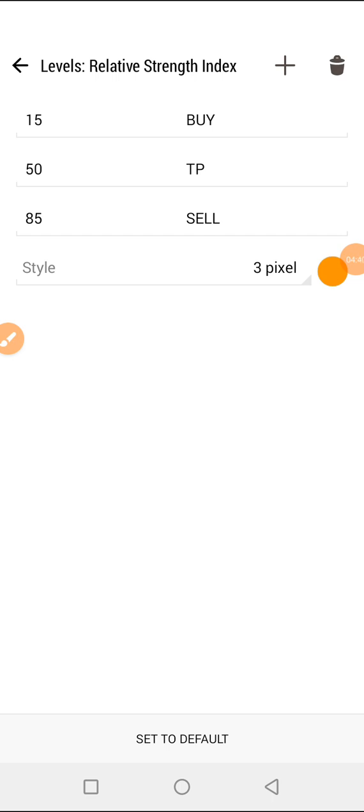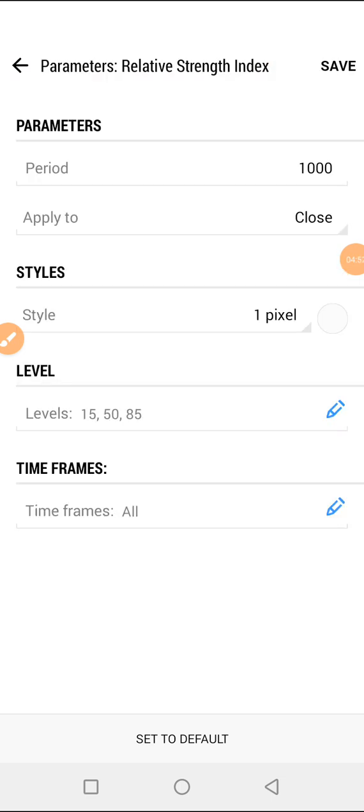The description should be buy. Level 50 should be take profit, while level 85 should be sell. That means when prices are in that zone, you should be expecting a sell, but you don't just sell anyhow. So then you click on save.